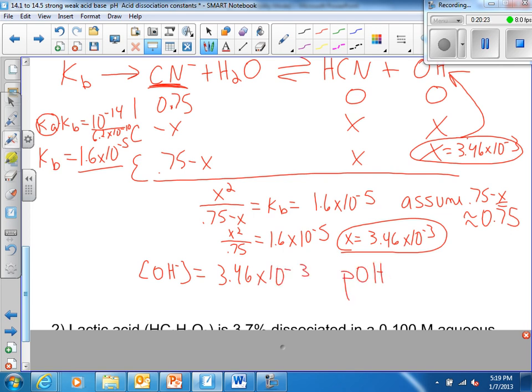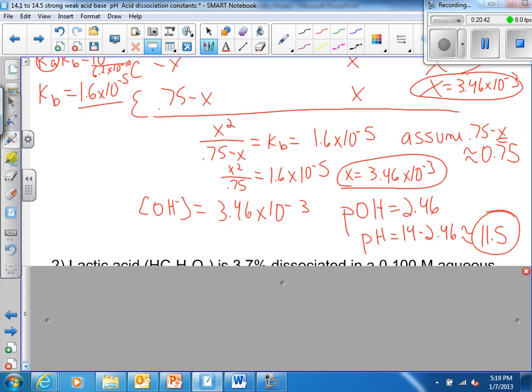So I can do the pOH. pOH is just negative log of OH minus. Okay. Plugging that in my calculator, I get pOH is 2.46. pH is 14 minus 2.46, which is approximately 11.5. There we go. That's our answer to that problem.